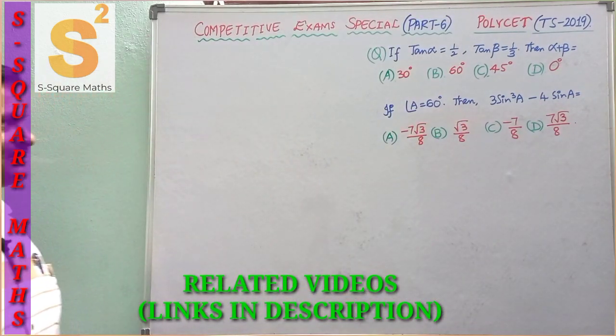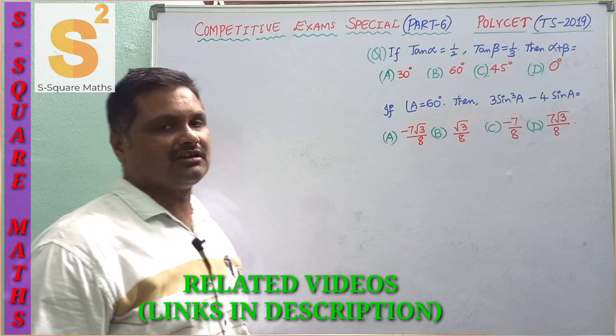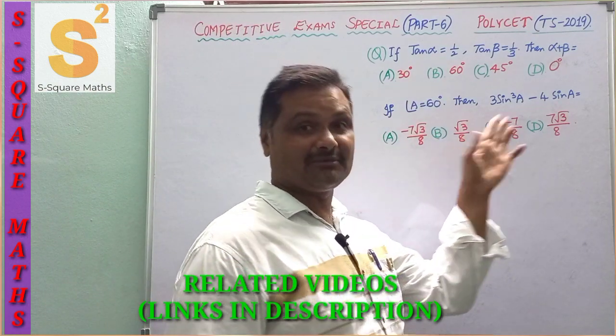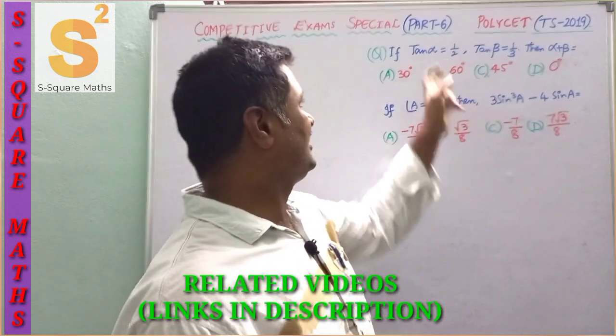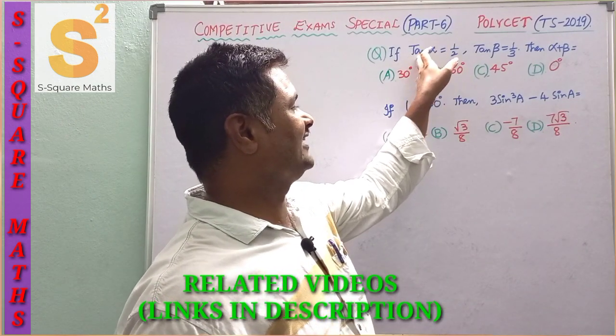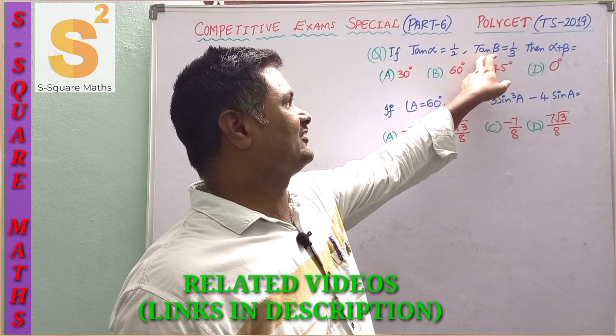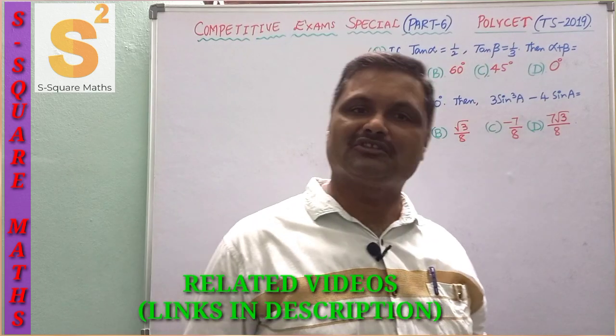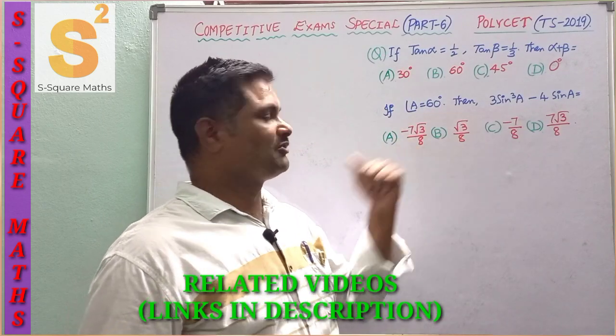Competitive examination special. The first problem: if tan alpha is 1 by 2 and tan beta is 1 by 3, then we have to determine the value of alpha plus beta. Alpha is an angle with respect to tan and beta is an angle with respect to tan, so alpha plus beta is the sum of the two angles. Next, one more problem, this one.